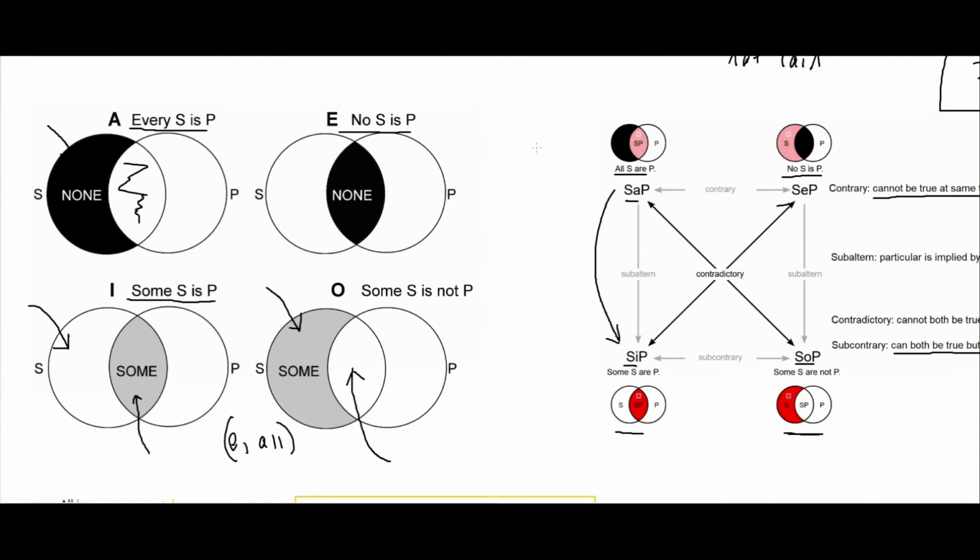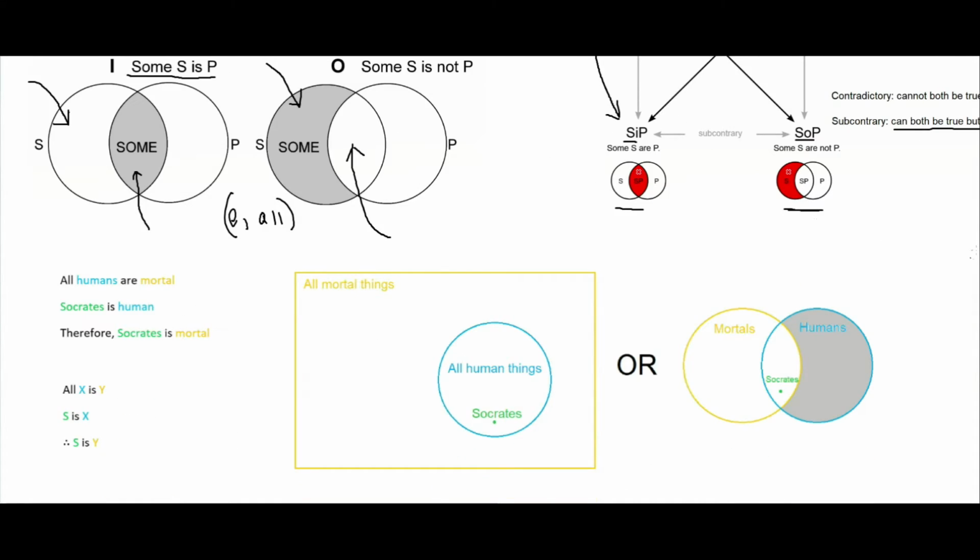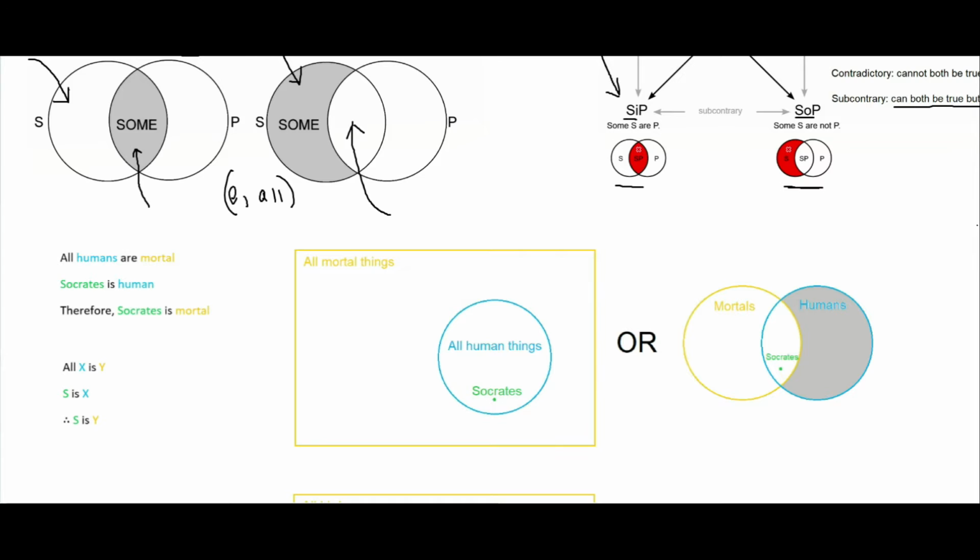Let's look at some of these in more concrete terms. We have this syllogism here. All humans are mortal; that's the major premise. Then the minor premise: Socrates is human. Therefore, Socrates is mortal. And I put in the more abstract version here: all X is Y, S is X, therefore S is Y.